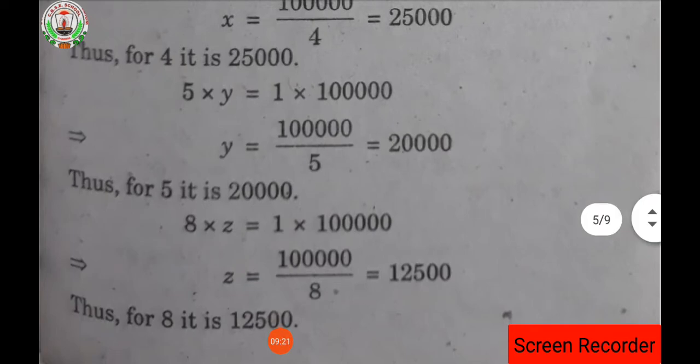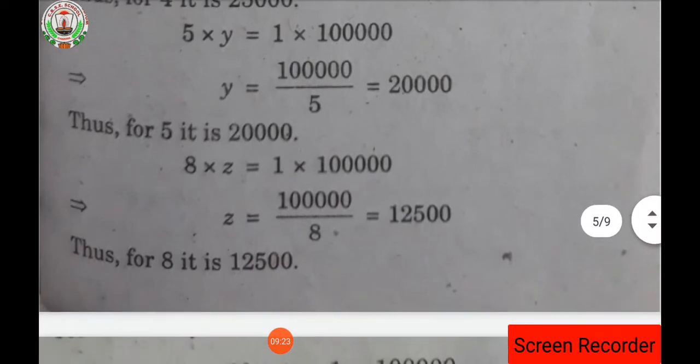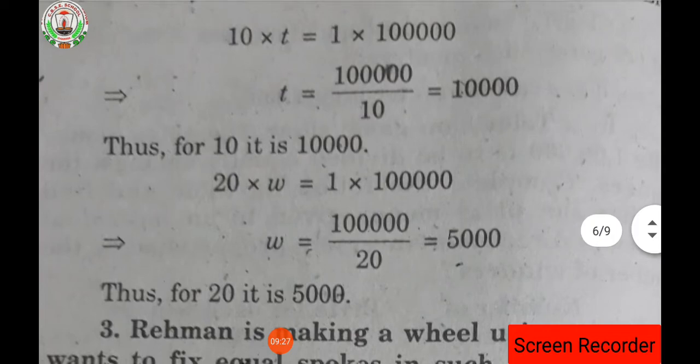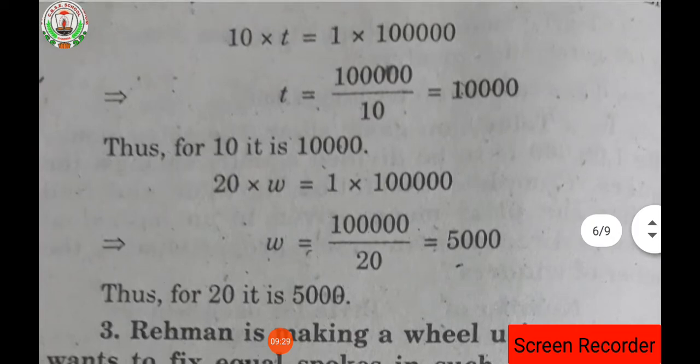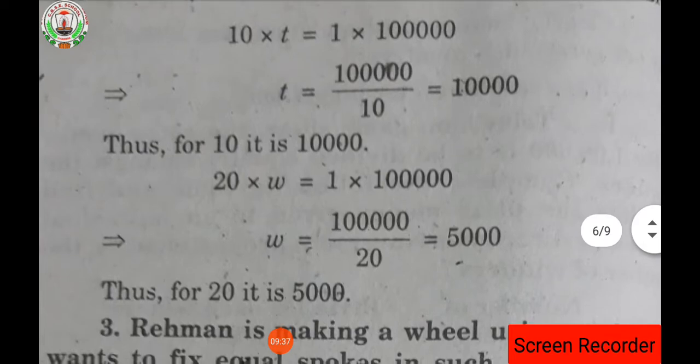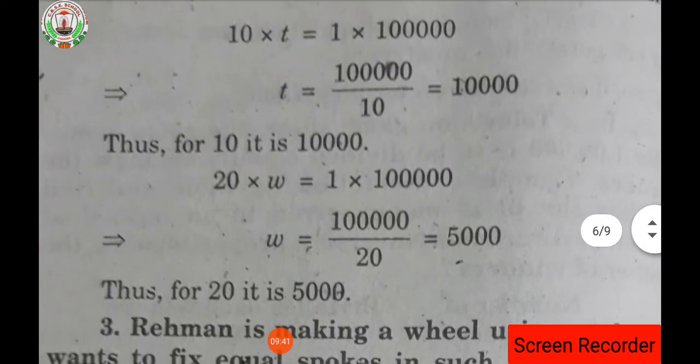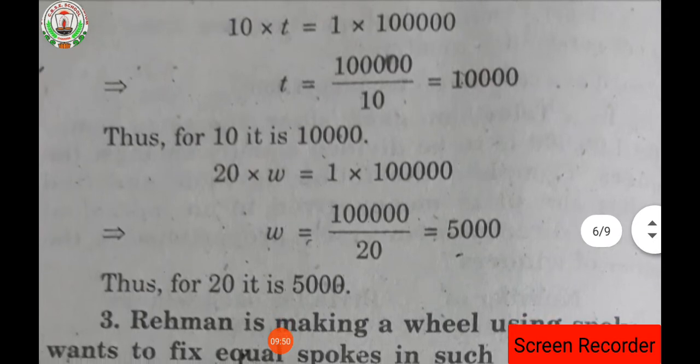1 lakh upon 8 is equal to 12,500. Clear? Next, if the number of winners is 10, the prize for each winner will be considered by us as t. So 10 into t is equal to 1 into 1 lakh. So t is equal to 1 lakh divided by 10. So if the number of winners is 10, then each winner will get 10,000 rupees.